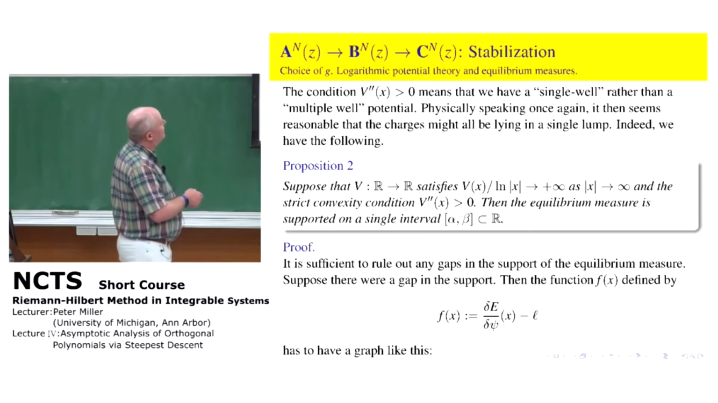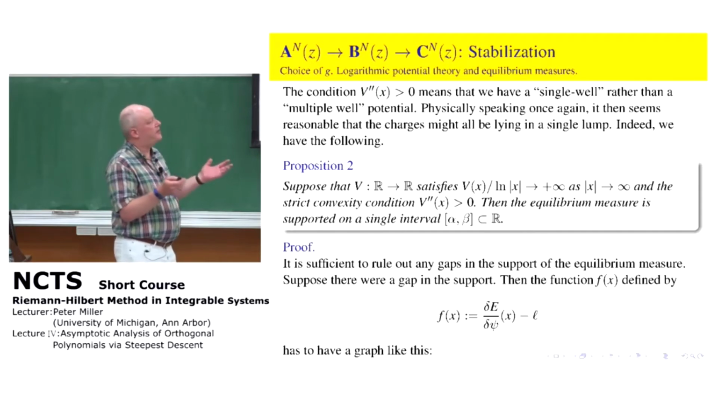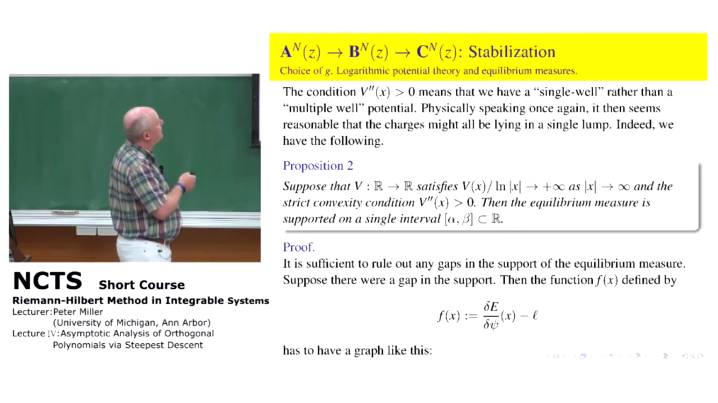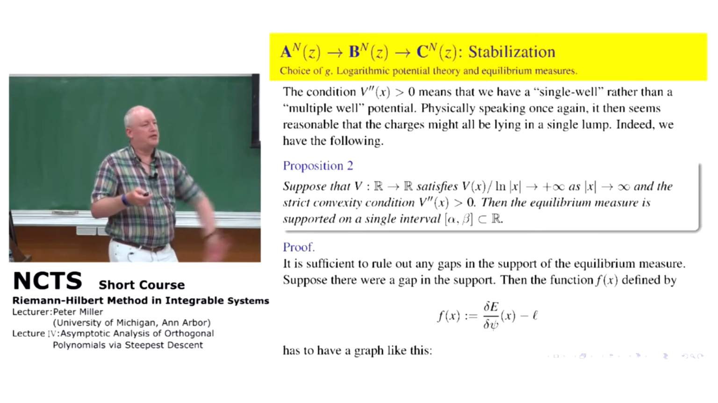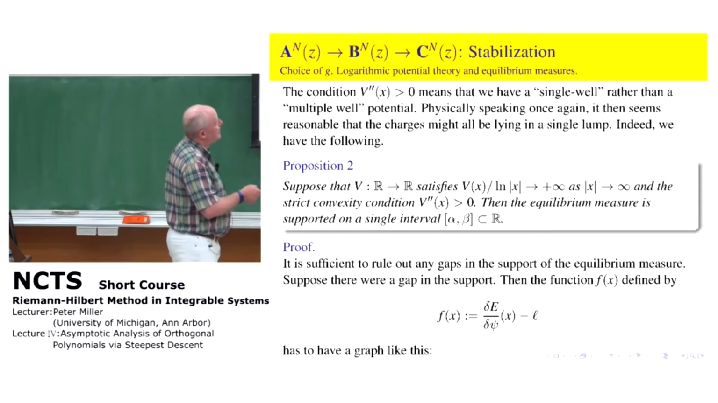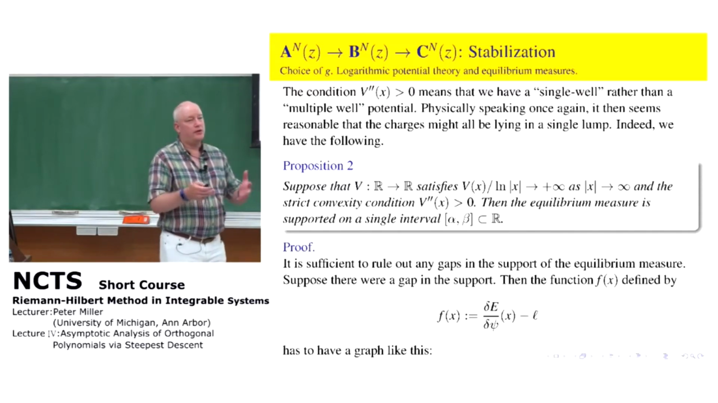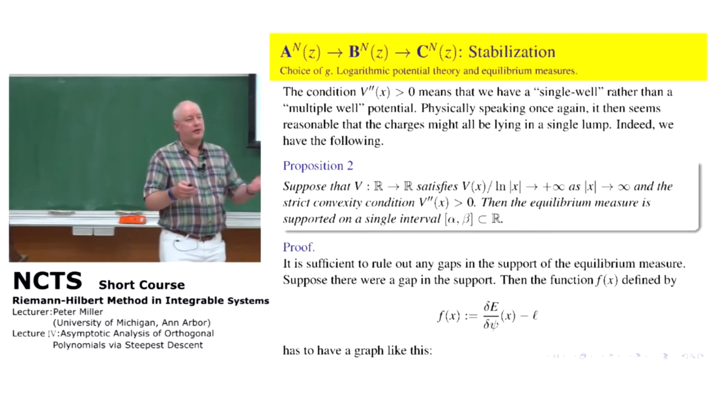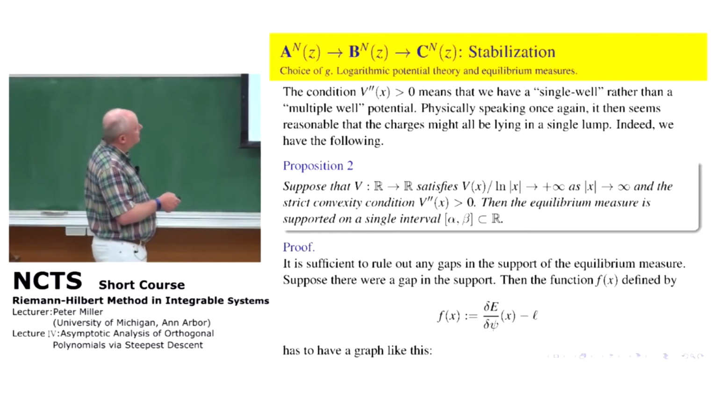Okay, so next, another simple thing. If you think about this as a problem with an electrostatic potential v, if v double prime is positive, that means that you have just a single well potential, right? And it's perfectly reasonable that in such a case you would expect the charges should all be in a single lump. Somehow there shouldn't be any gaps in the support of the equilibrium measure. And that's an easy thing to prove.